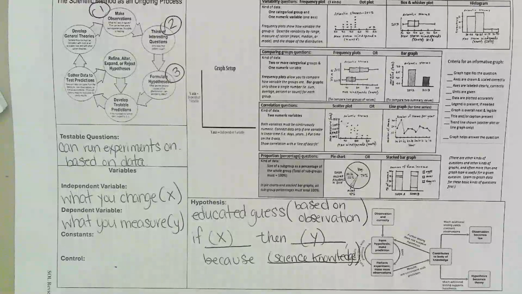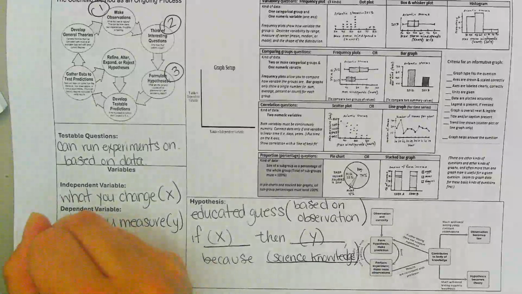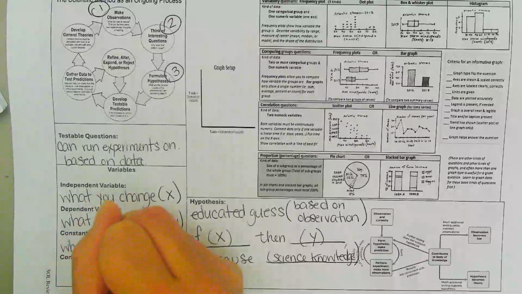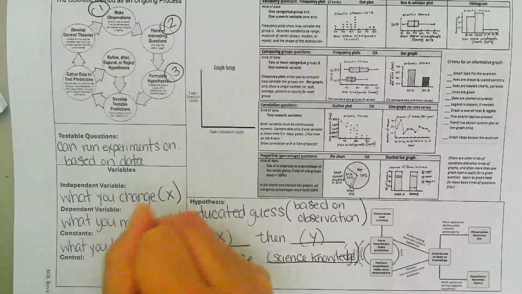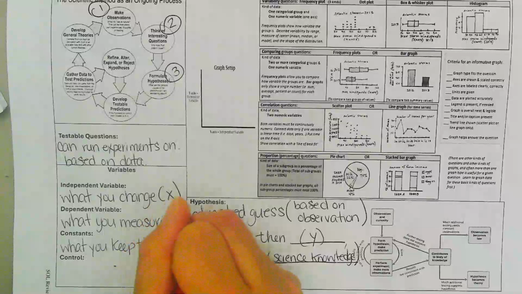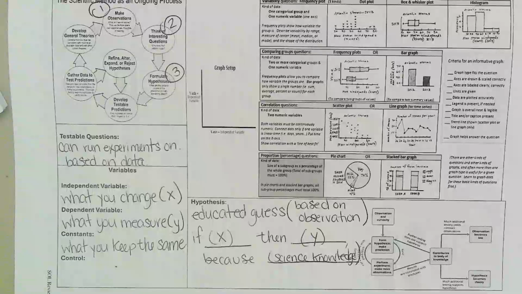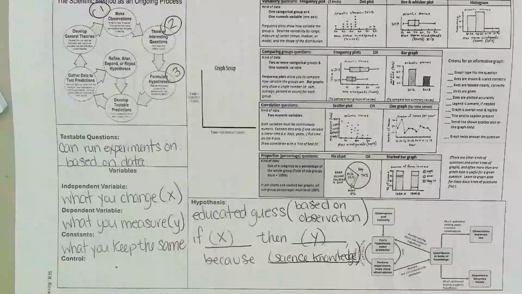What would be constants then? What I keep the same. So in terms of my breakfast and test scores, maybe everyone takes the same test. We're all in the same room. We all get the same amount of questions. We all get the same time.